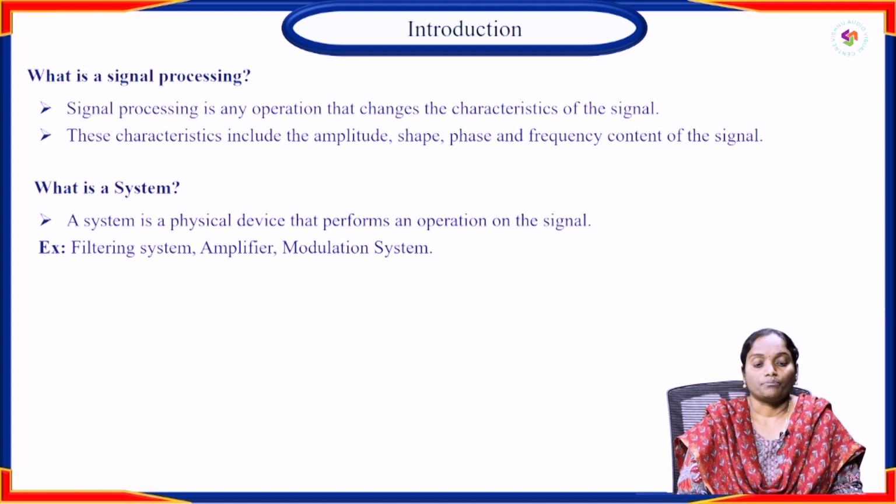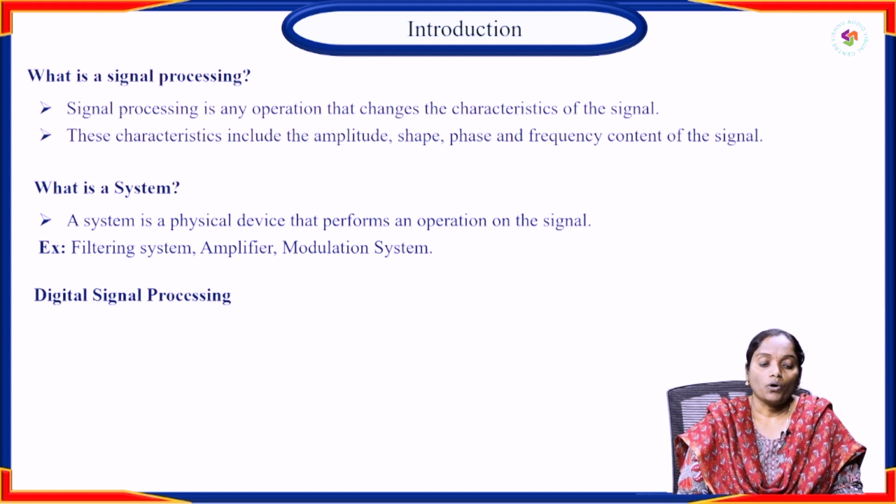Now what is a system? A system is a physical device that performs an operation on the signal. These are only a few examples; you can consider any system examples. A filtering system, for example a low pass filter, is used to allow only low frequencies and reject the high frequencies. That means it filters out the high frequencies and allows only low frequencies. Filtering is also a system. An amplifier system and a modulation system are also examples of systems.